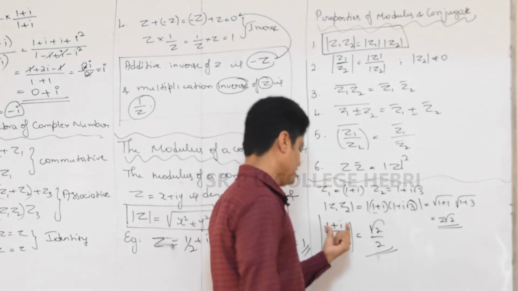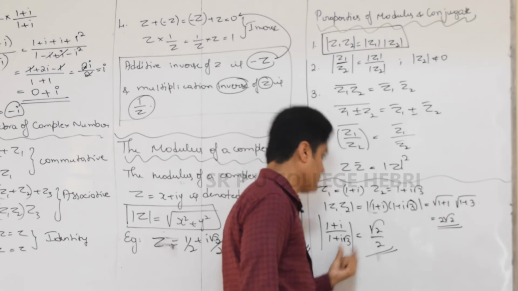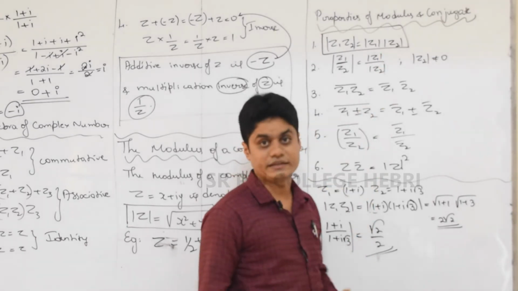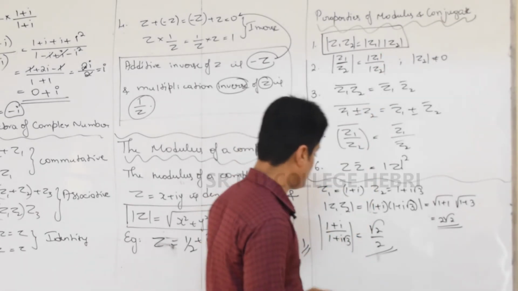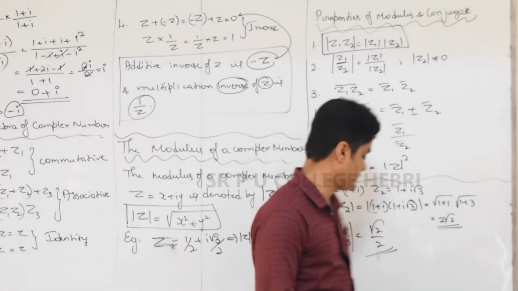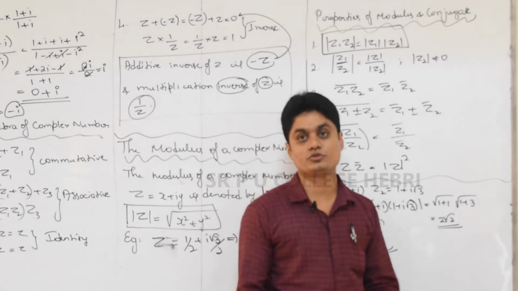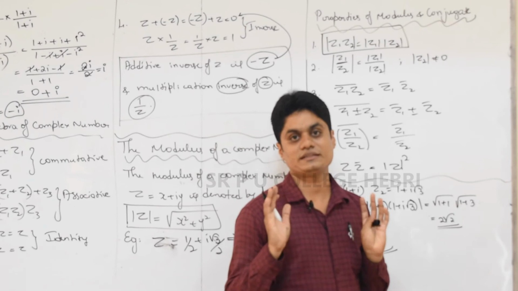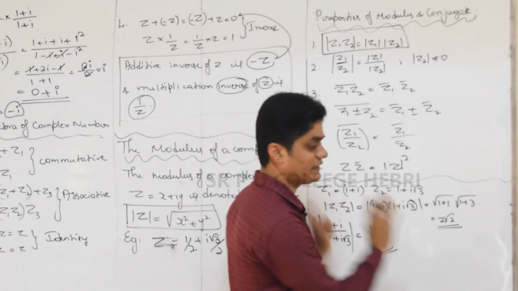How? Modulus of numerator divided by modulus of denominator. Modulus of numerator, you know, is root 2. What is the modulus of denominator? 2. So it is root 2 by 2. That's it. See, without division, you can get the answer directly.